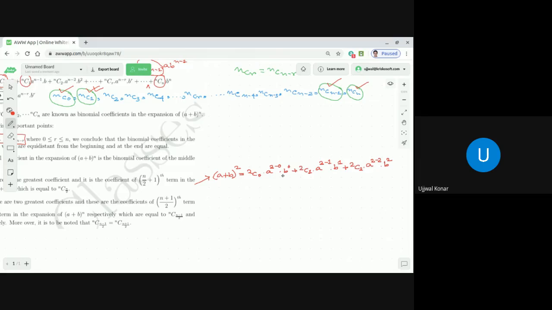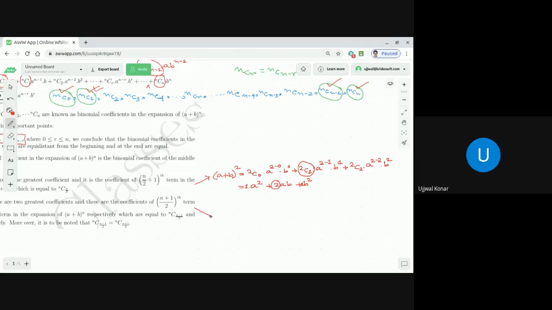So according to the statement, as n is even, there is only one middle term, and the greatest coefficient is 2C1. And we can explore also. If you expand this, 2C0 is 1. So it is actually a square plus 2 into a into b plus b square. Correct, no, dear students? The coefficient of a square is 1, na? Coefficient of b square is also 1. So the coefficient of ab is 2. So 2 is the greatest.